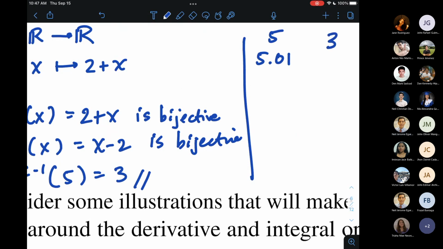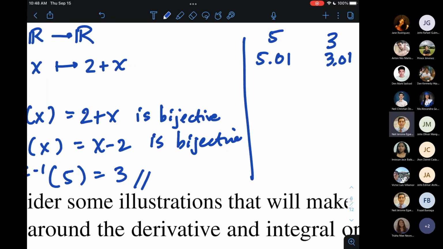So si 3 yung solution sa ating inverse problem. If I vary the data a little bit, say I'll turn it to 5.01, what would be my solution? The solution would be 3.01. So yung 0.01 na pagbabago doon sa data caused a 0.01 change in the output. Maliit lang din yung change sa output.